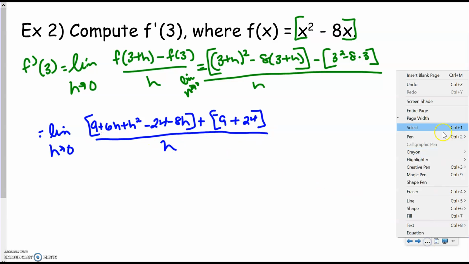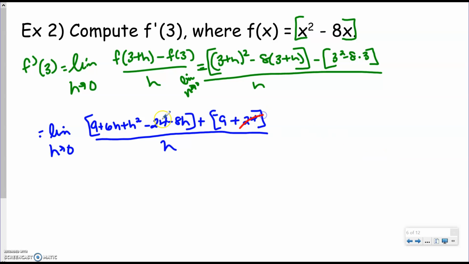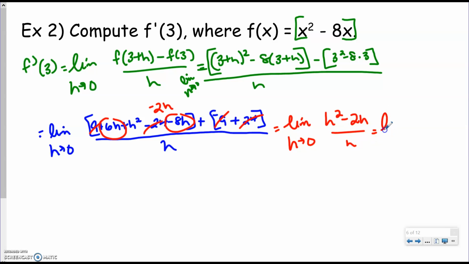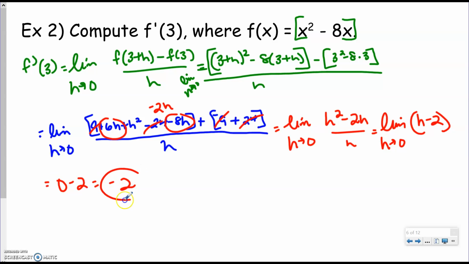And hopefully you see then we can cancel some. So positive 24 and negative 24, positive 9 and negative 9 cancel, and 6h and negative 8h give me negative 2h. So the limit as h approaches 0 of h squared minus 2h divided by h is the same as the limit as h approaches 0 of h minus 2. So we get 0 minus 2, which is negative 2. So f prime of 3 equals negative 2.